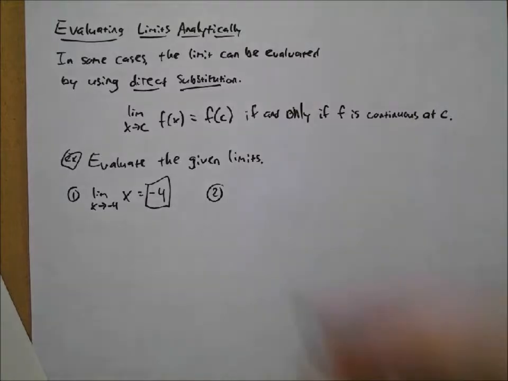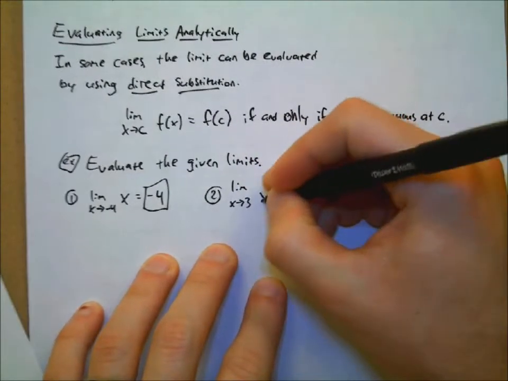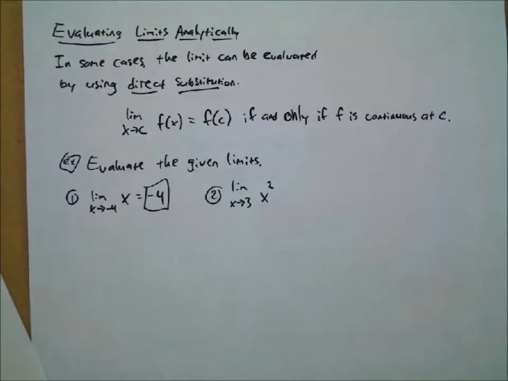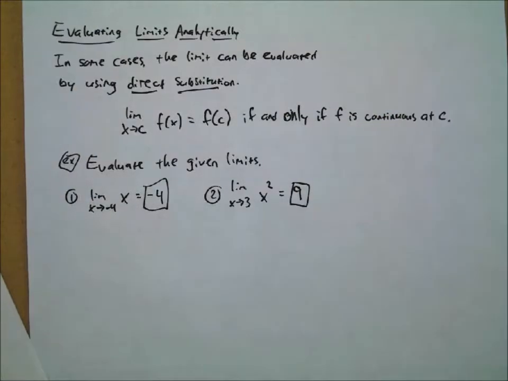All right, let's try another one. x squared. It's a function. Is it ever discontinuous? No. It's a parabola, so we can just direct substitute here. What's the limit as x approaches 3 of x squared? 9.